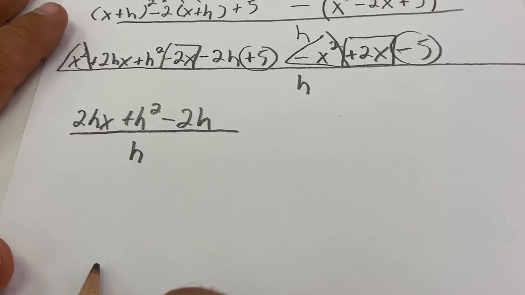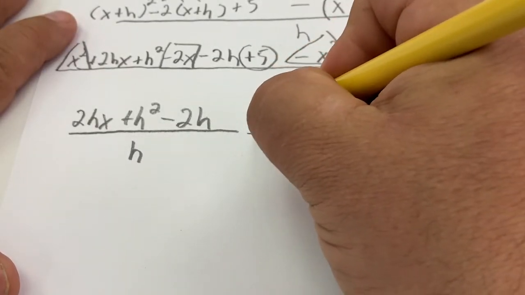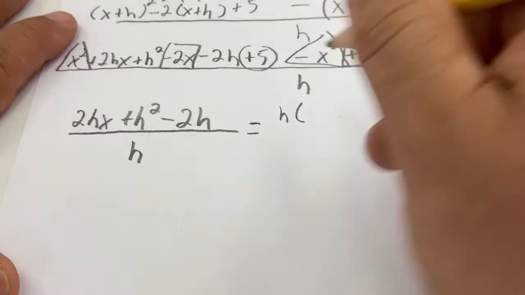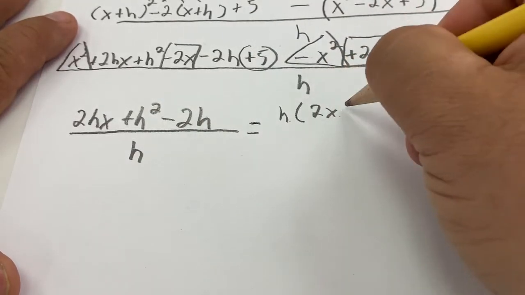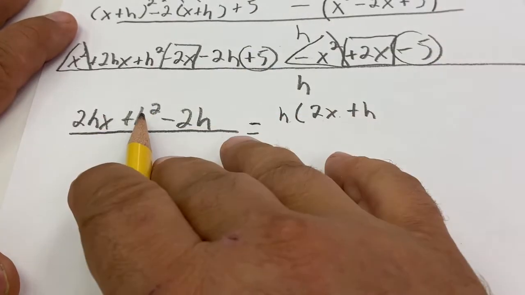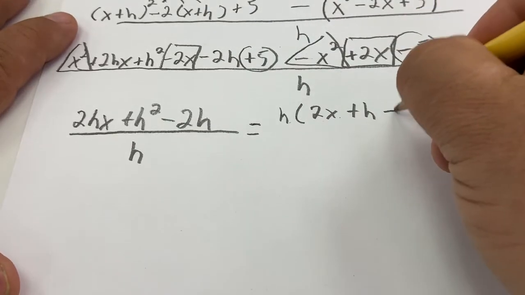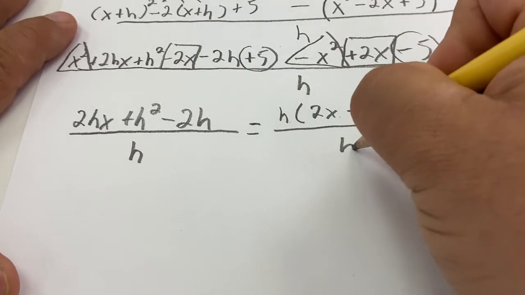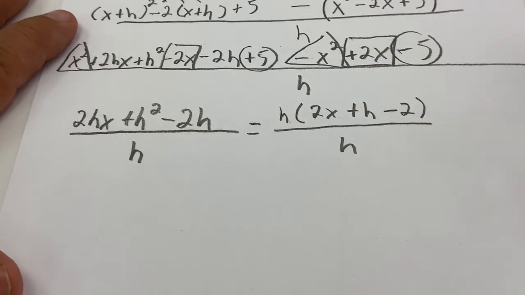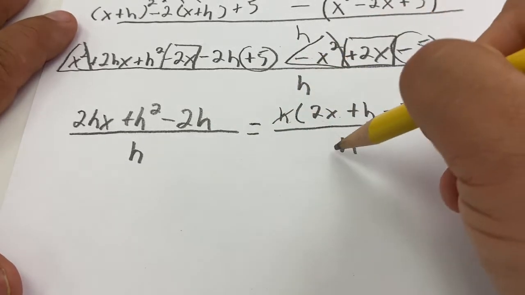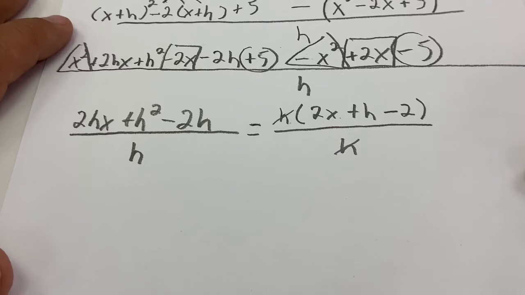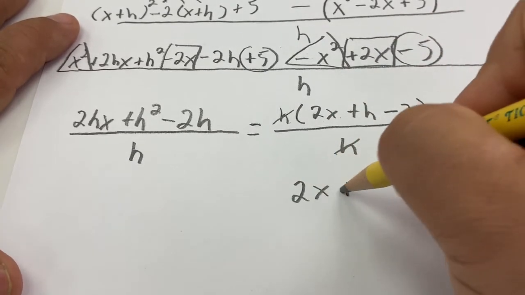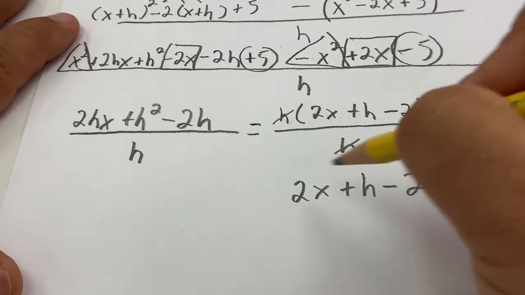A lot of h's. Once I factor out that h, that's going to give me 2x plus h. Notice I divide that by h. Minus 2. All over h. What happens with the h's? They simplify. So the evaluation of my difference quotient is just going to be 2x plus h minus 2.